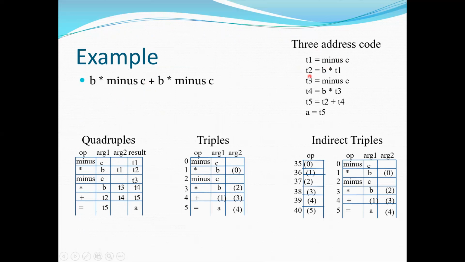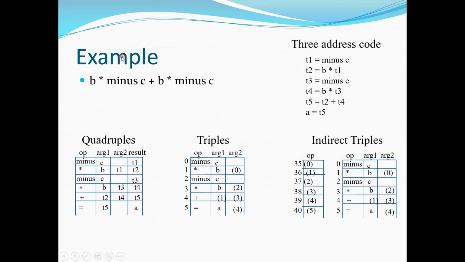Now we are going to have T2 is equal to, now we have to finish off this one, B into T1. Yes, we have finished off B into T1. Once again, we are having a T3 that is the same, minus C, T4 is equal to B into T3. Then we have to add these two. So T5 equal to T2 plus T4.